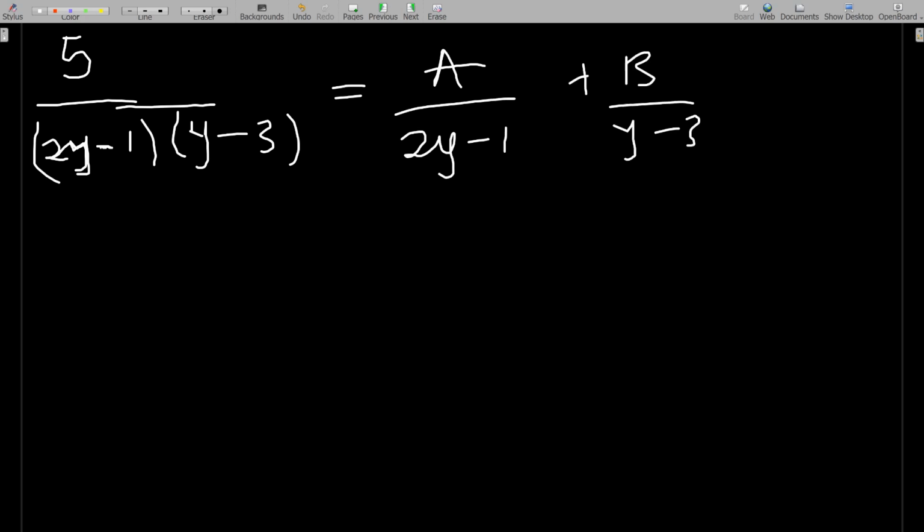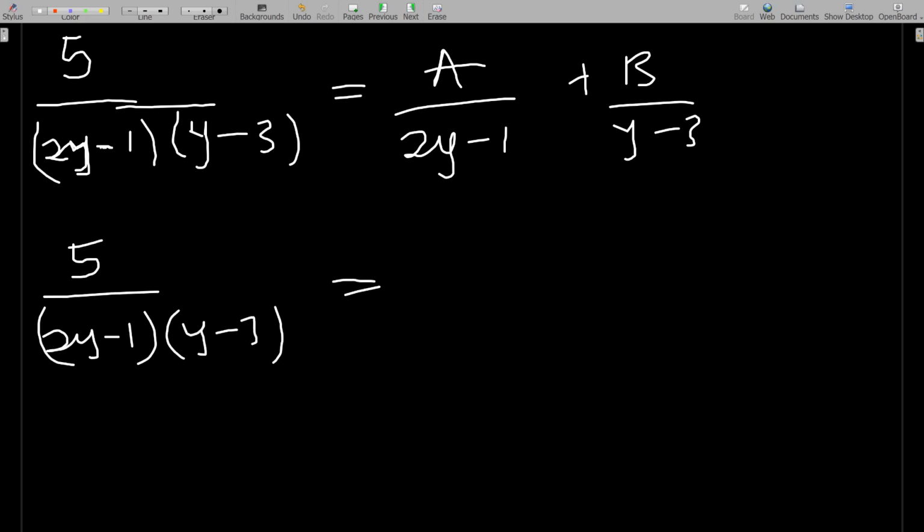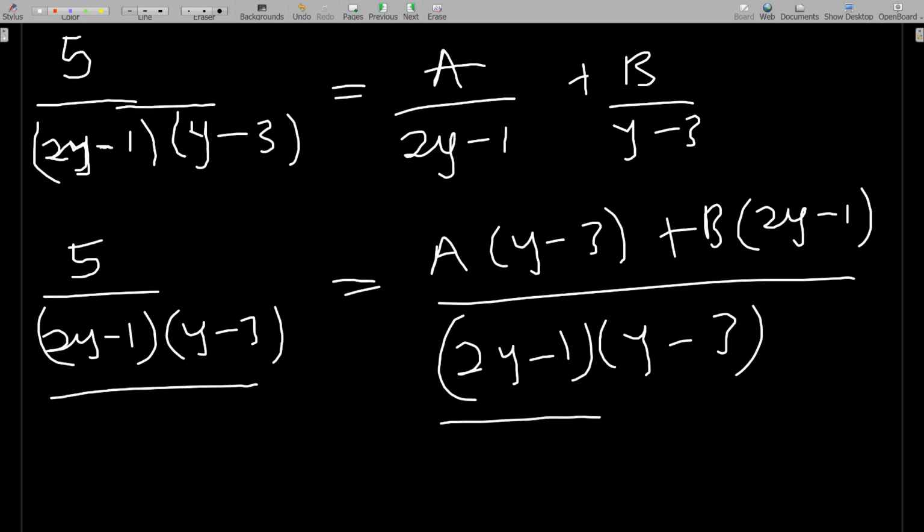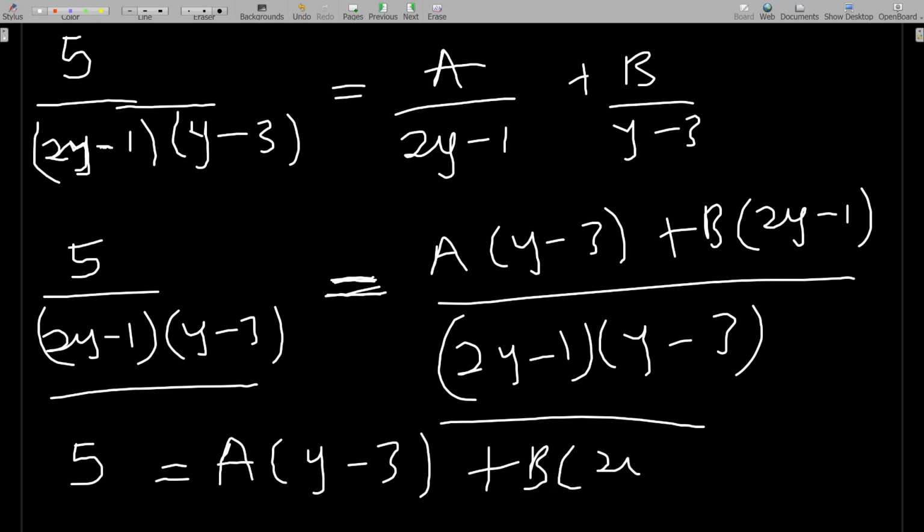I'll be skipping some steps, I hope you remember partial fractions. If I combine the right side, I have a into (y minus 3) plus b into (2y minus 1), all over (2y minus 1)(y minus 3). Now the denominators on both sides of the equation are the same, which simply means that the numerators should also be the same. So I have 5 equals a(y minus 3) plus b(2y minus 1).